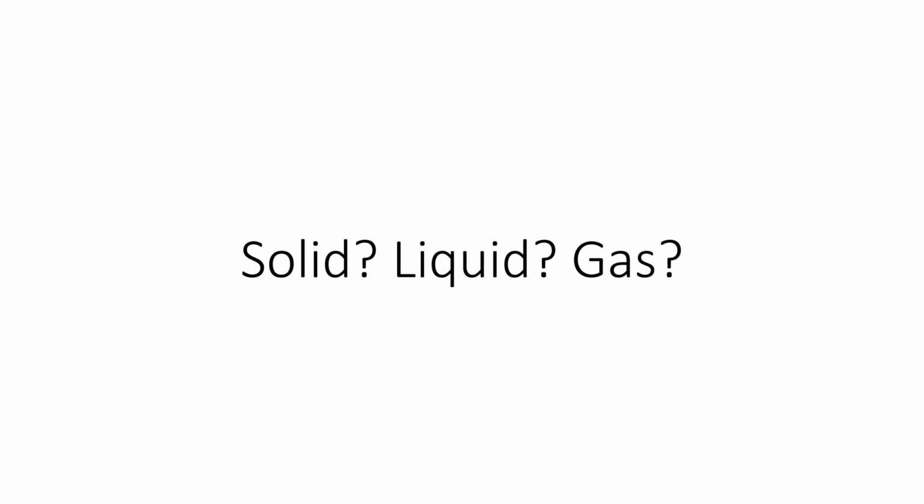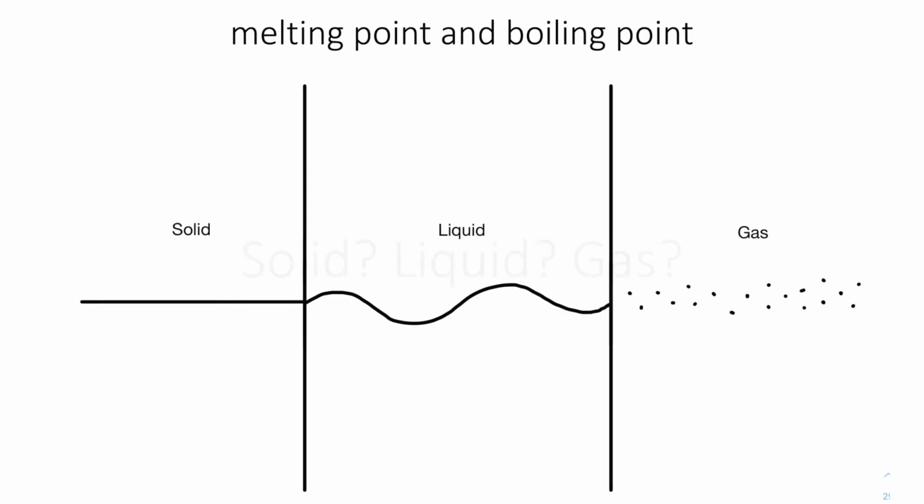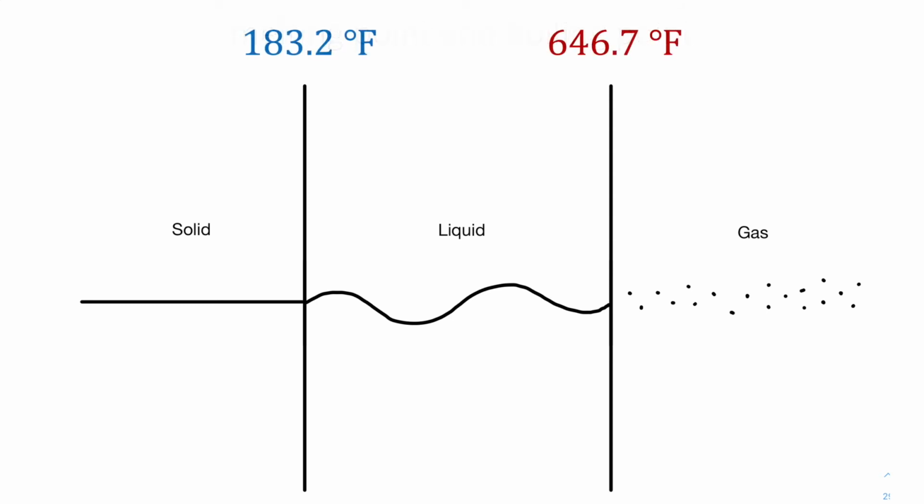One physical property has to do with the phase of the substance. Is fluorenone a solid, a liquid, or a gas? Well, that depends on what temperature fluorenone is at. Fluorenone will either be a solid or a liquid or a gas, depending on the temperature. At temperatures below 183.2 degrees Fahrenheit, fluorenone will be a solid. Between 183.2 and 646.7 degrees Fahrenheit, it will be a liquid. And above 646.7 degrees Fahrenheit, fluorenone will turn into a gas.